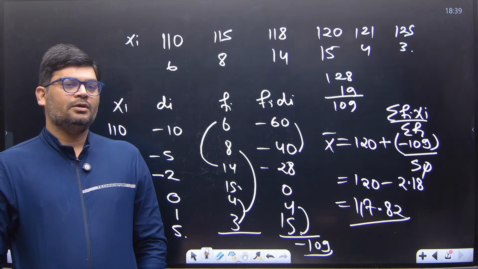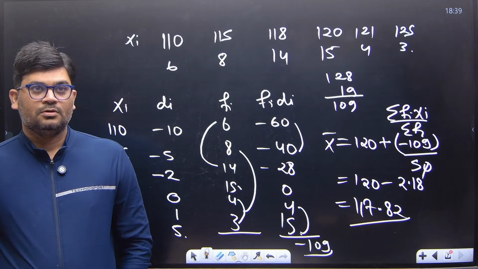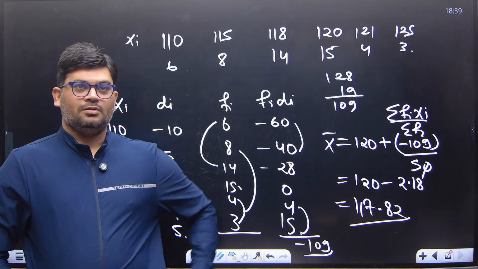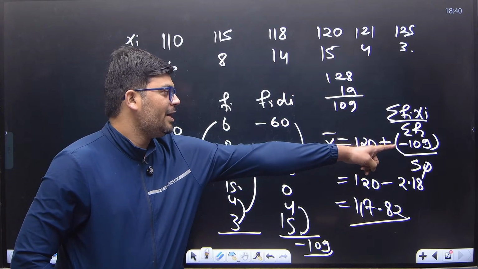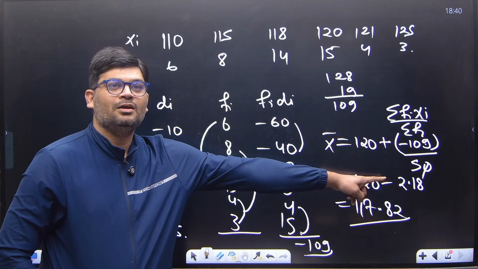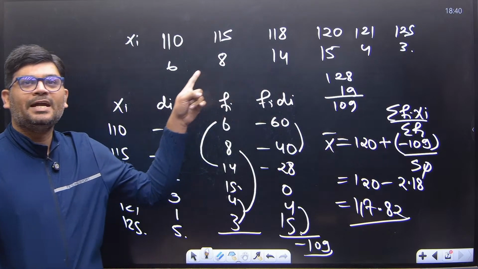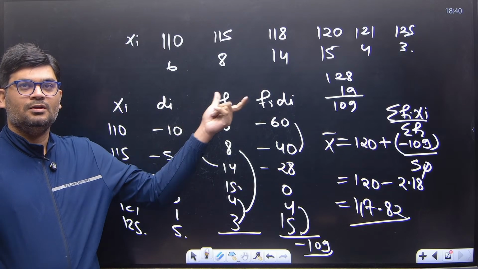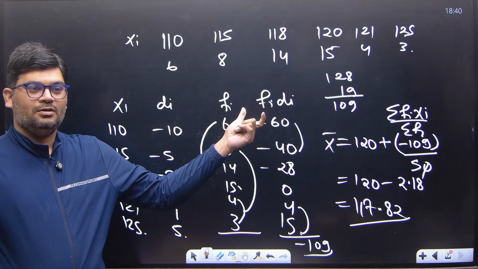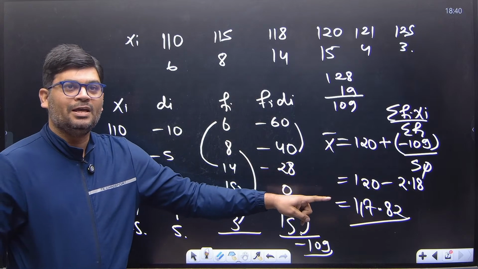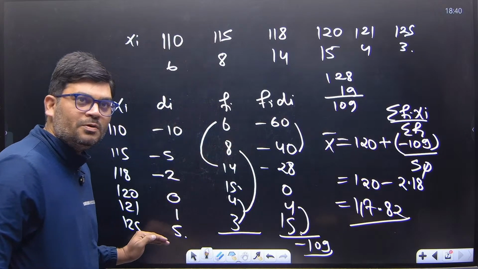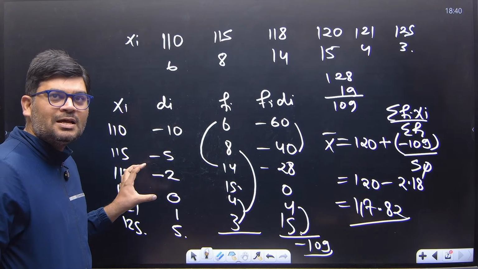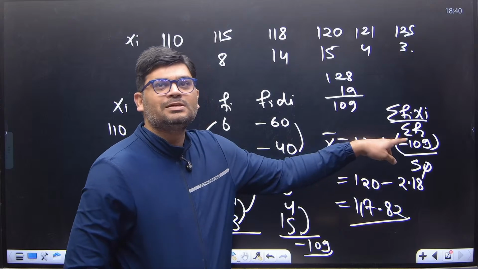Are you getting it? Yes, it's the same formula, right? It is not sigma fi xi, it is sigma fi di upon sigma fi. The xi is being replaced by di, my dear. But before that, since you subtracted the assumed mean, you will add that. Since you subtracted, you will add that.